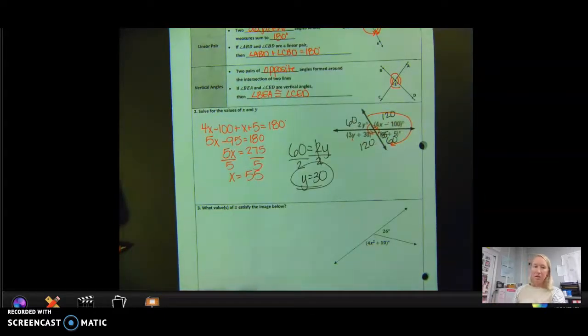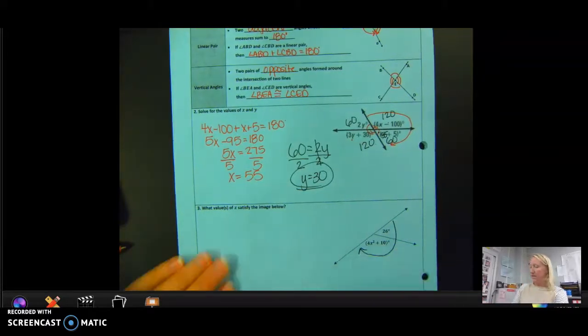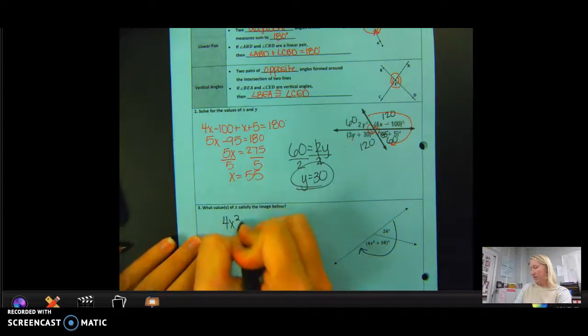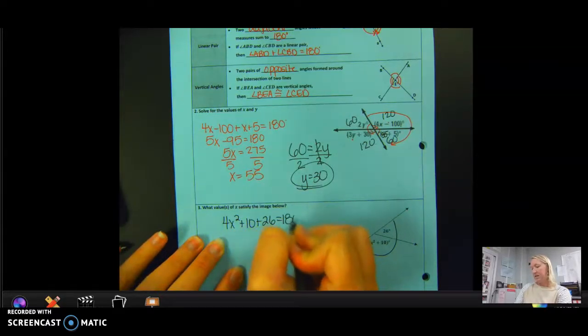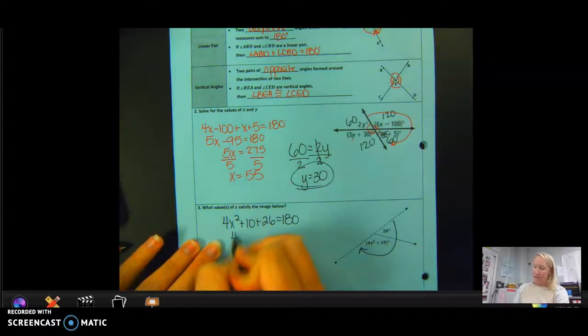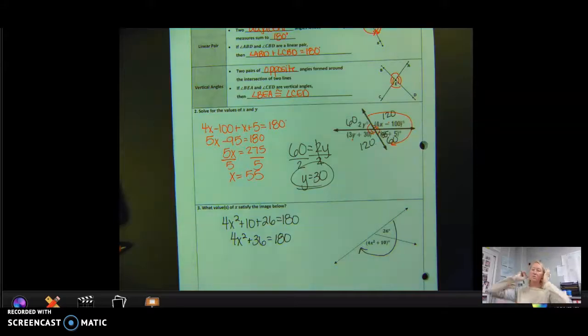Number 3. What values of x satisfy the image below? So we know that this guy plus this guy equal 180. So 4x squared plus 10 plus 26 equals 180. Combine like terms, 4x squared plus 36 equals 180. Now, if I'm looking at this, I have an x squared, which means that this is a quadratic.